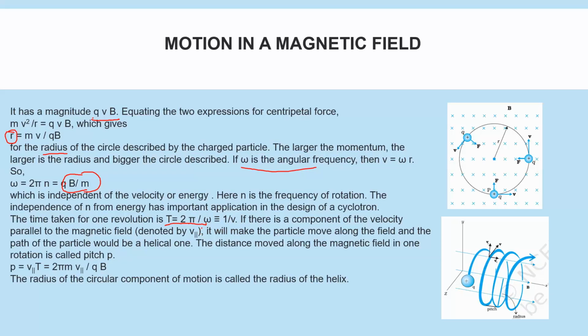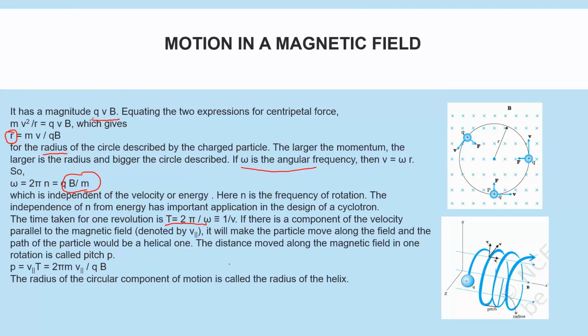If we have a component that is parallel to the magnetic field, it will make the particle move along the field, and the path of the particle would be a helical one. So that's what we said: if there is a component of the velocity of the particle along the direction of the magnetic field, and there is a component perpendicular to the magnetic field, the path followed by this charged particle is going to be the helical one.